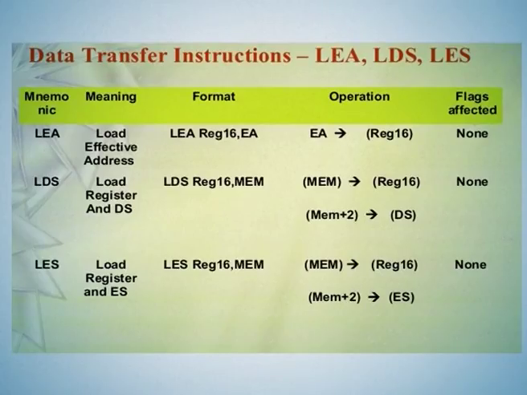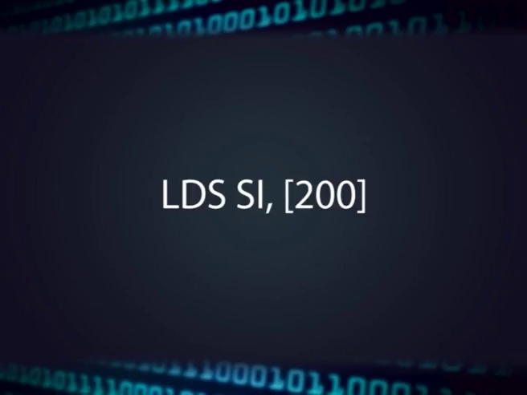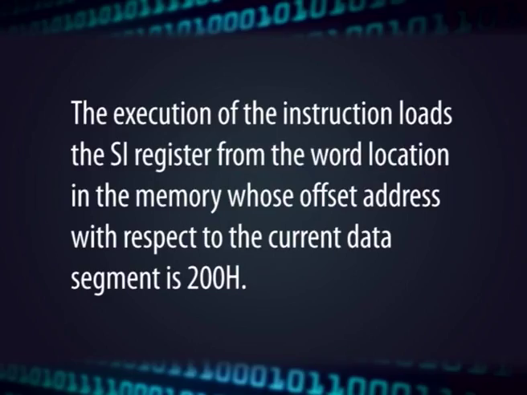The other two instructions, LDS and LES, are similar to LEA except that they load the specified register as well as the DS or ES segment register. For example, consider the instruction LDS SI, [200]. The execution of the instruction loads the SI register from the word location in the memory whose offset address with respect to the current data segment is 200 hex.